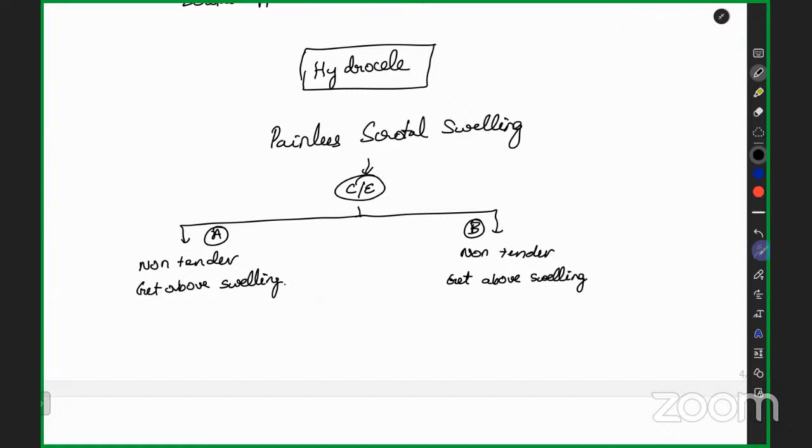First, you are going to see whether that is going to be non-tender. Both are going to be non-tender. Then whether you are able to get above the swelling. In both A and B, you are able to get above the swelling. Third one, is it reducible?